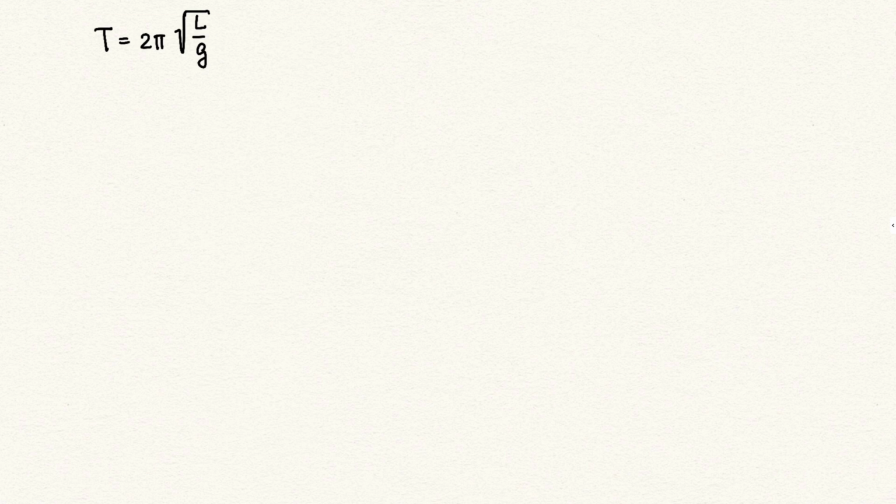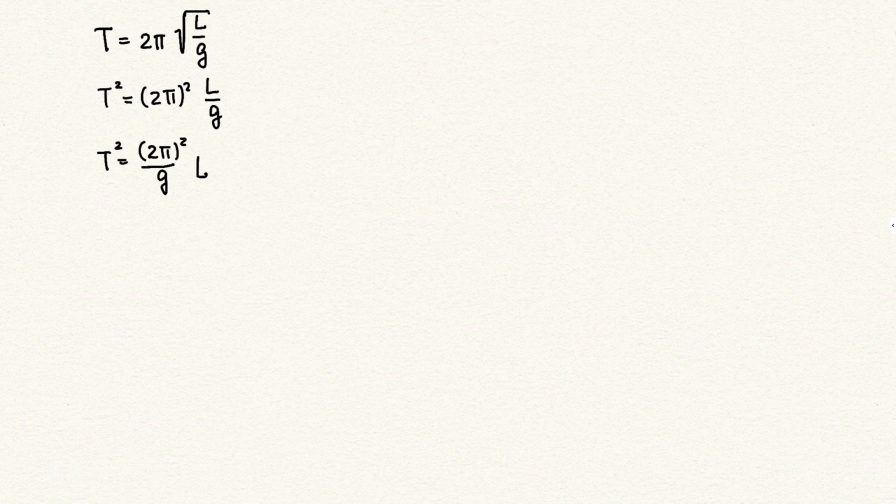So let's play around with this equation a little bit, and let's square both sides of this equation. So we get T squared equals 4 pi squared multiplied by the ratio between L and g. Now let's rearrange this equation a little bit, and I'm going to write it as T squared equals 4 pi squared over g times L.